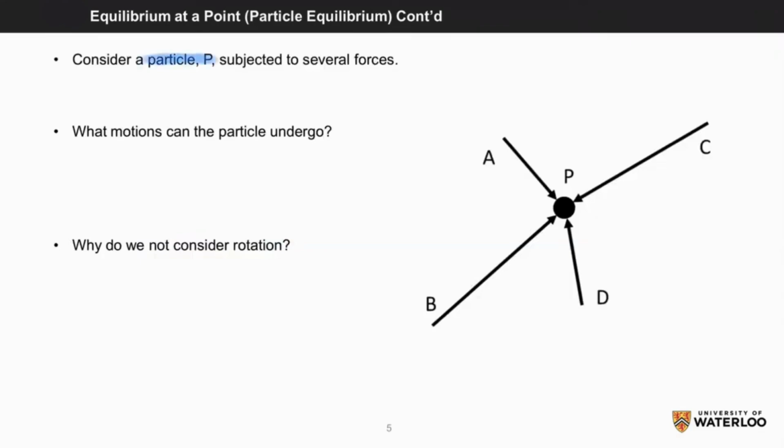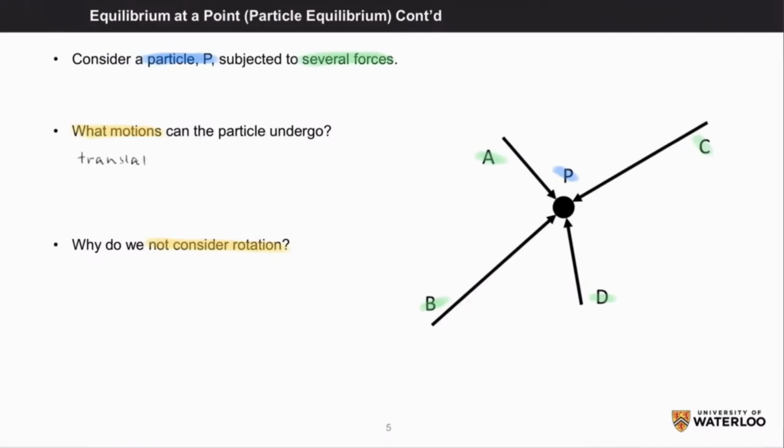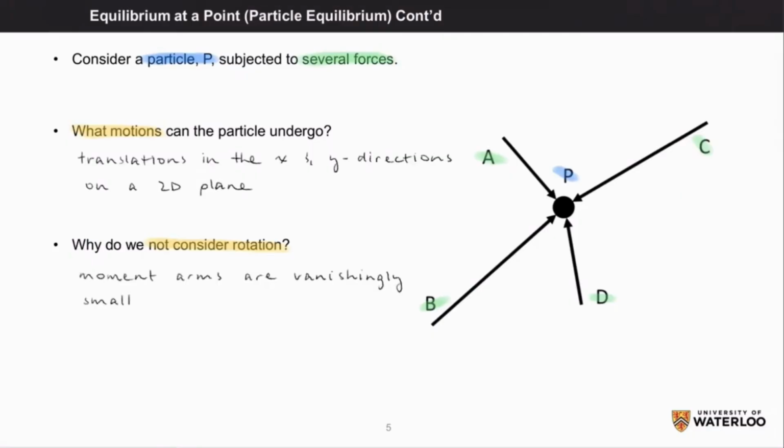Consider a particle identified by point P that is subjected to several forces as shown to the right. Try to answer the following questions on your own before the answer is revealed. What motions can the particle undergo, and why do we not consider rotation? To answer the first question, the particle can translate in both the x and y directions on a 2D plane. As for the second question, the moment arms are vanishingly small, meaning that the force exerted by these moments is negligible.